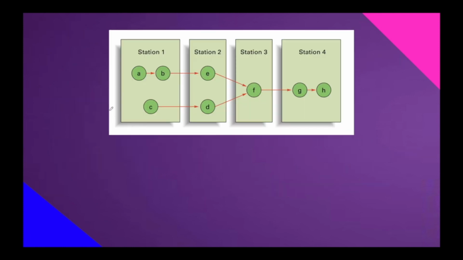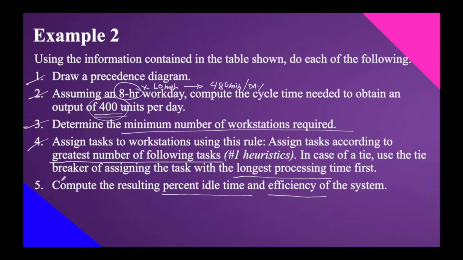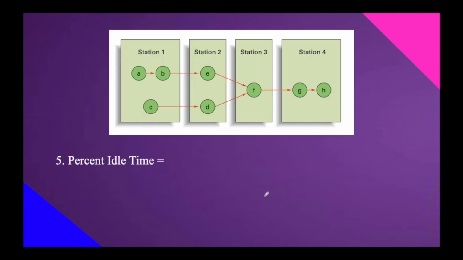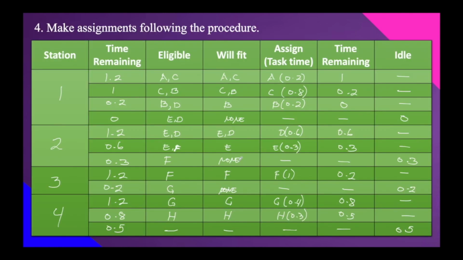Next natin, actually, okay na tayo dito, number 4, no? Next is we should now compute the percent idle time and efficiency of the system. So, let's go for it now. Percent idle time. Okay, this is the idle time per cycle. Diba? Kinaalala ninyo? Idle time per cycle. Na-compute na ba natin? Di pa yata. So, ito, total. 0.3 plus 0.2 plus 0.5, that is 1 minute.